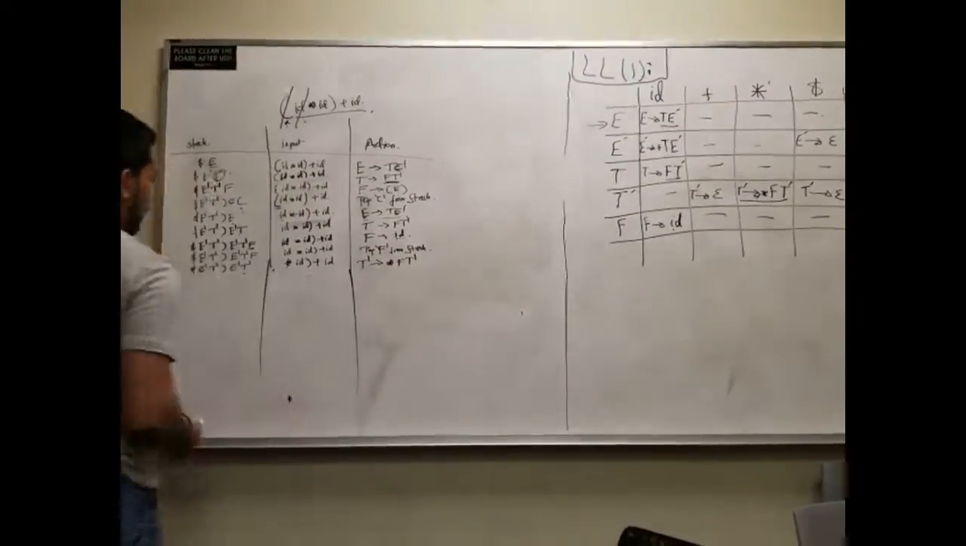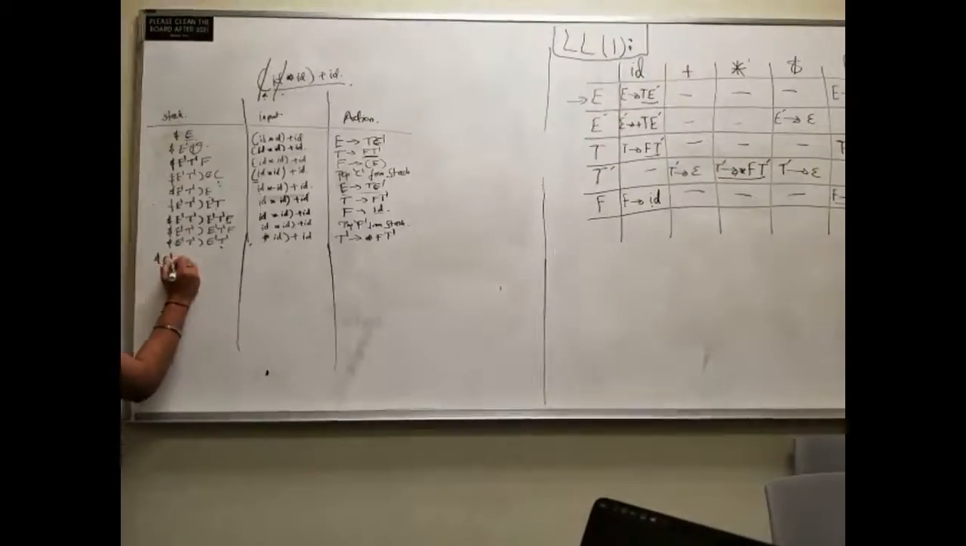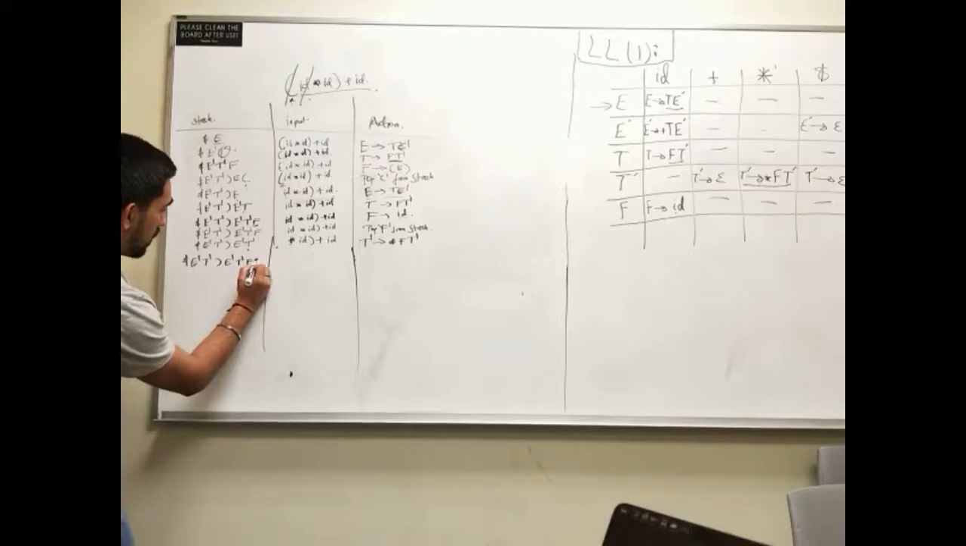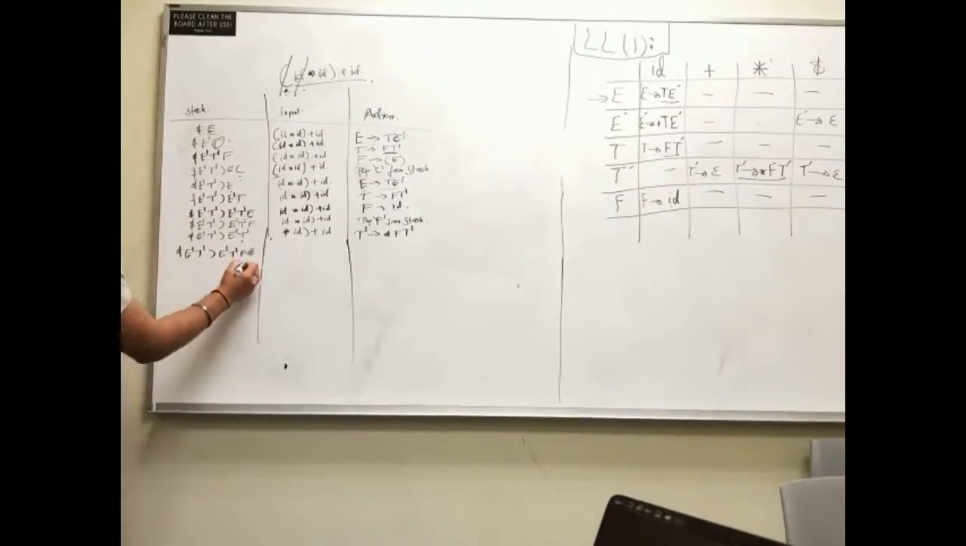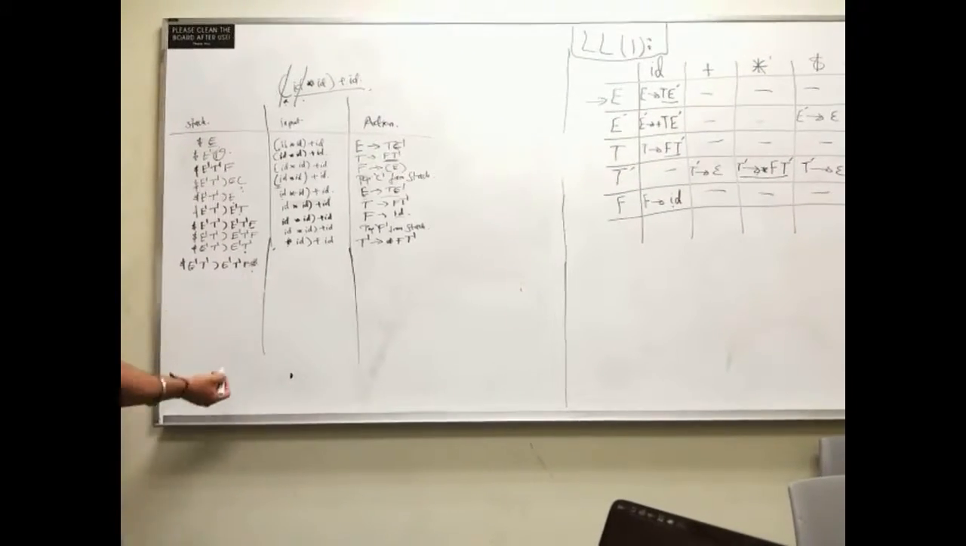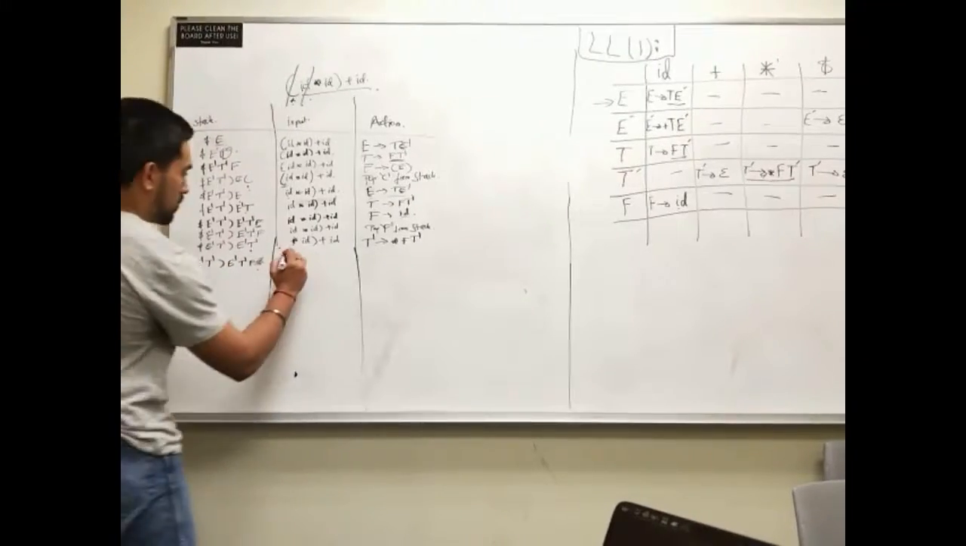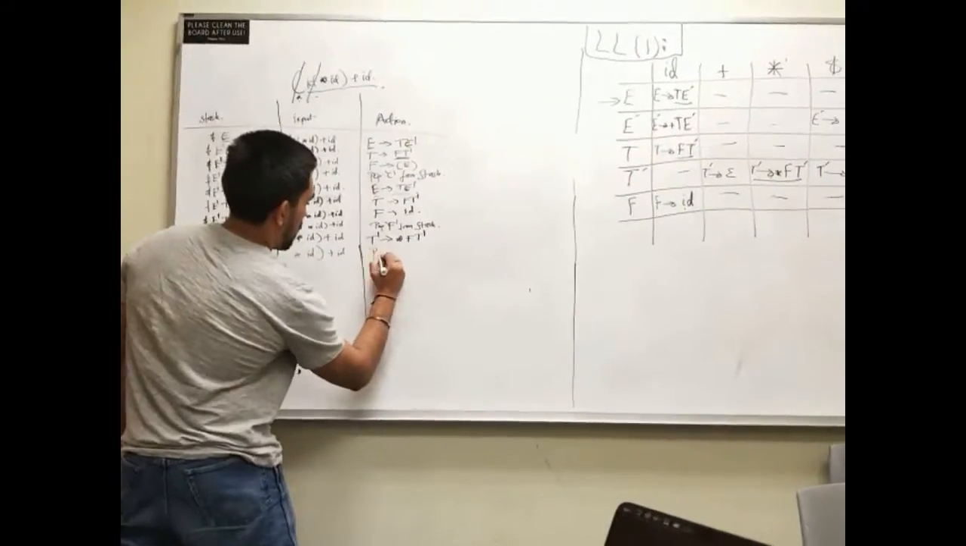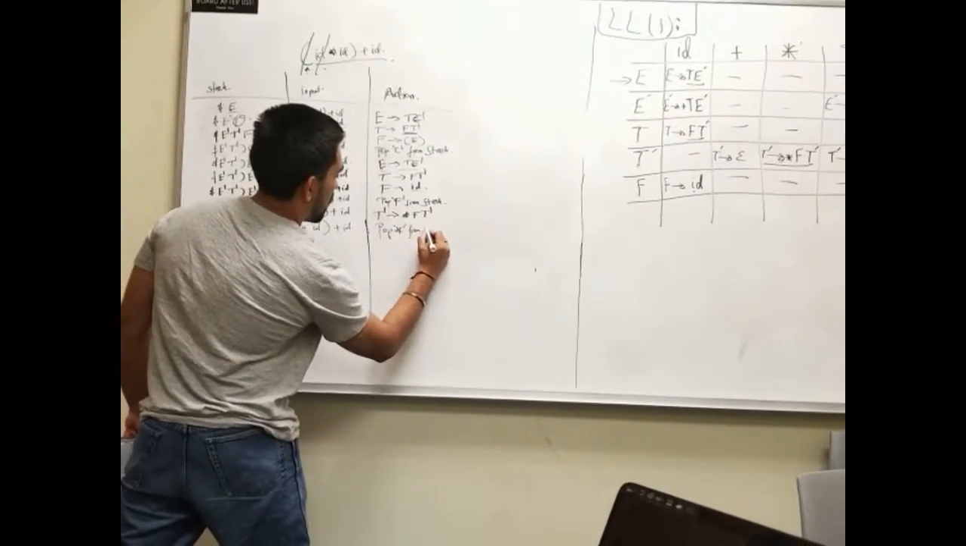So T prime will be star F T prime. So we substitute T prime over here. Dollar T prime will be T prime F star. So as you can see, we got a star, a multiplication sign over here. So our next action will be to pop a star from the stack. So we'll write it as it is. So pop star from stack.